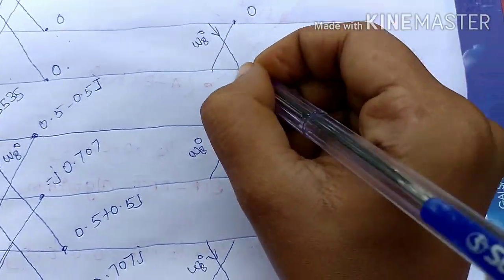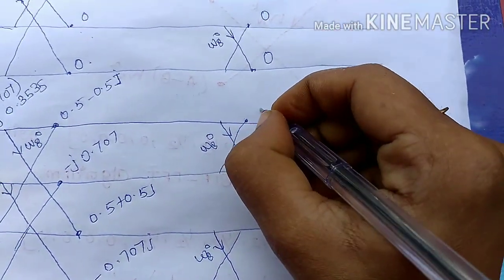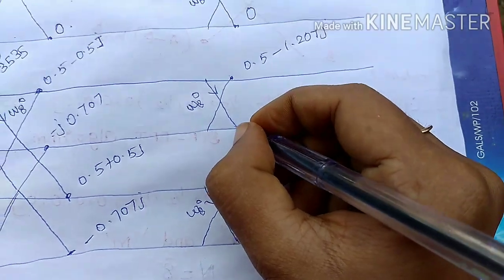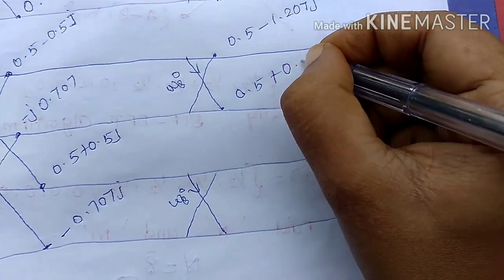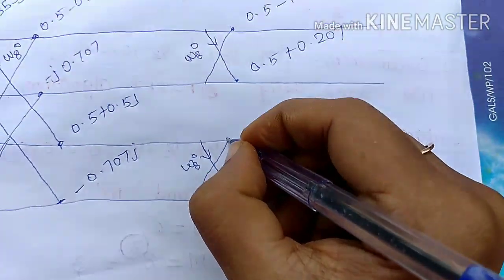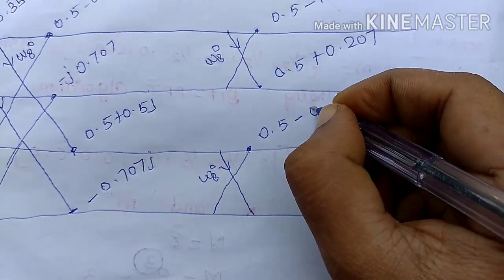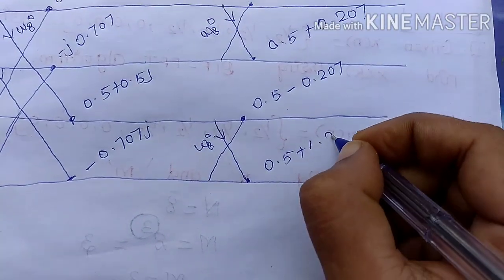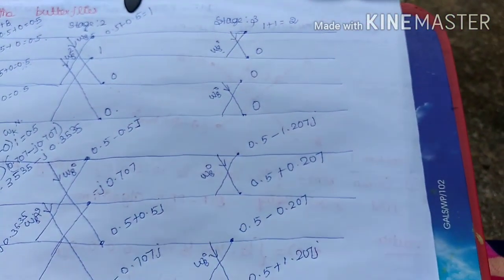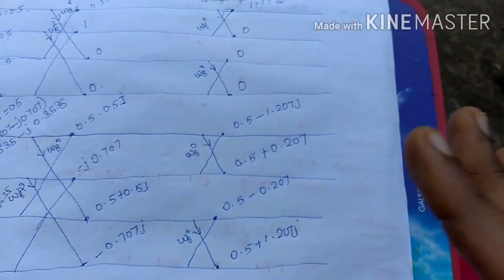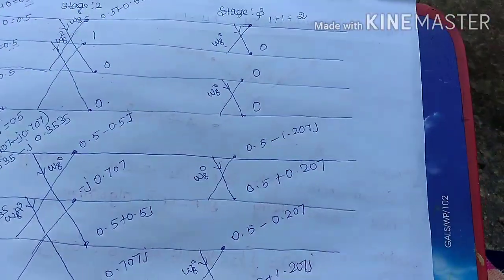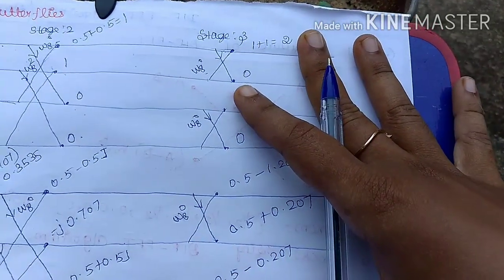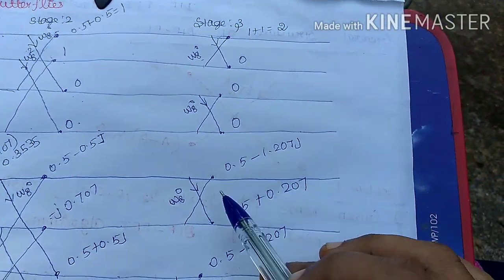We get 0.5 minus 1.207j, 0.5 plus 0.207. Okay, so now we have calculated the stage number 3 outputs also. This output is the final answer of your butterfly diagram. So in stage number 3 we get 2, 0, 0, 0 and these are our outputs.